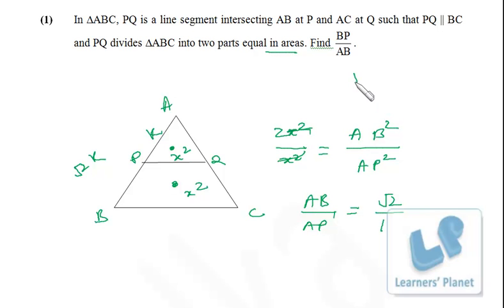So BP by AB is root 2k minus k by root 2k. So that is root 2 minus 1 by root 2. That is the ratio of BP and AB. I hope you are clear. Very important problem.